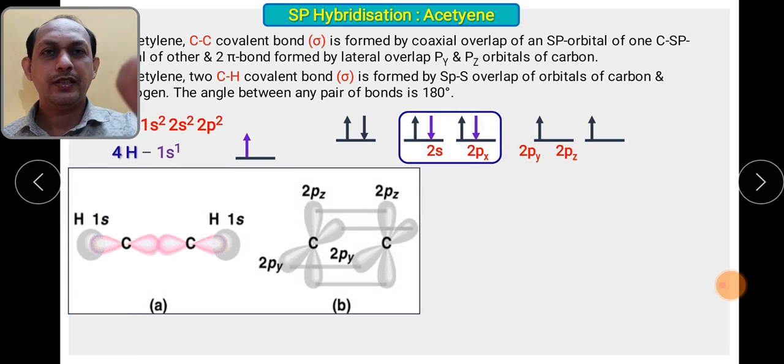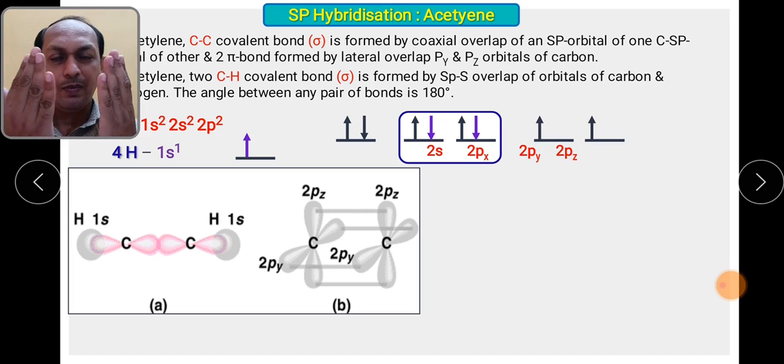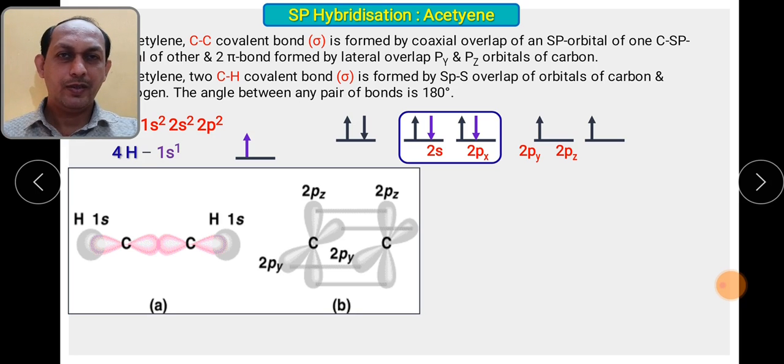So here you can see in the case of acetylene, this is one carbon which is sp hybridized, and this is another carbon. These are the sp hybridized orbitals, and here you can see the CH bond which is formed by the overlap of sp and s orbitals of carbon and hydrogen. They overlap coaxially, and as a result they form one sigma bond. This sigma bond is formed by coaxial overlap, while lateral overlap results in the formation of one pi bond and one more pi bond. So two pi bonds are formed: one is the overlap of py orbitals, and one is the overlap of pz orbitals.